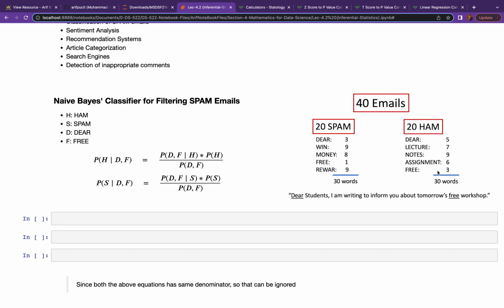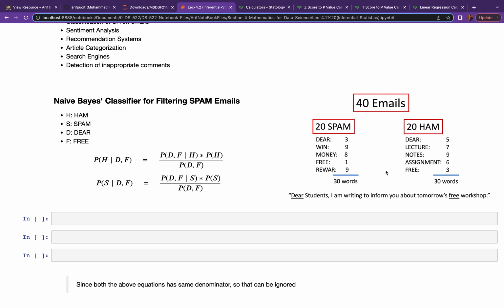And now let's suppose after segregating these 40 emails into 20 spam and 20 ham, and these word counts with us, we want to classify an email having this message. Dear students, I am writing to inform you about tomorrow's free workshop. So this is an email message, and we want to classify whether this is a ham email or spam email based on this data.